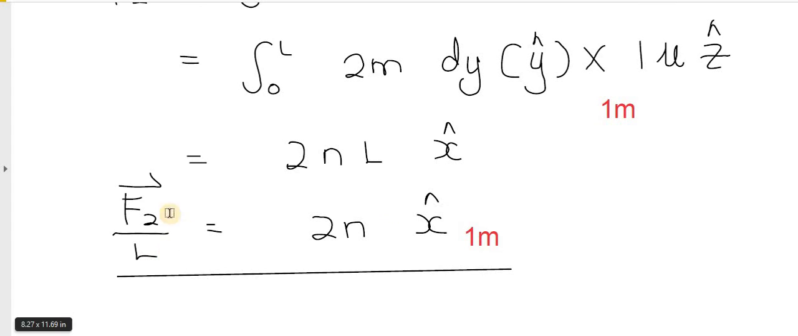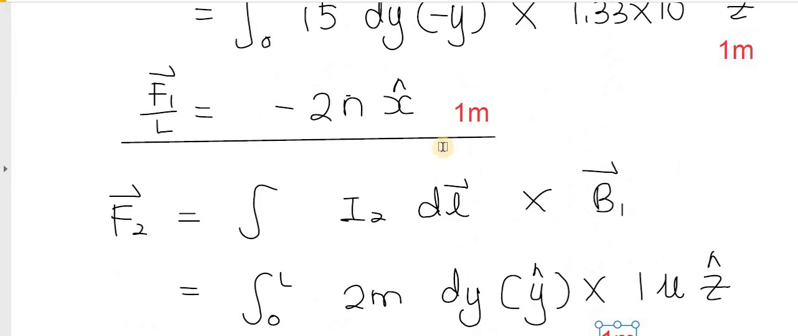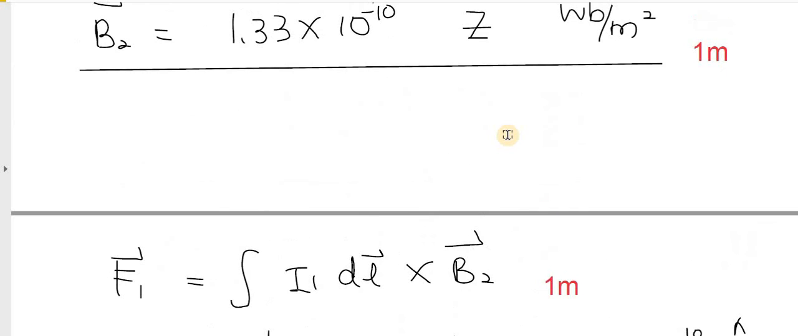When I find the force per unit length, the L here will disappear because I divide by L. All these represent the mark allocations. You can check after I mark it.